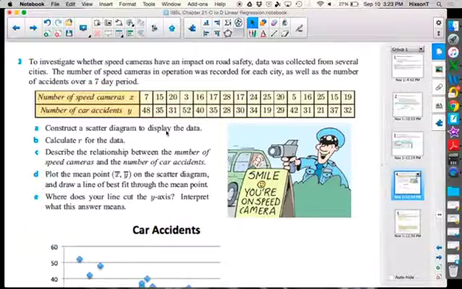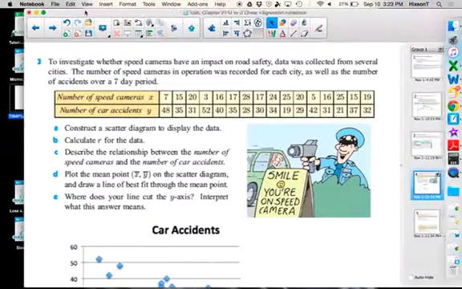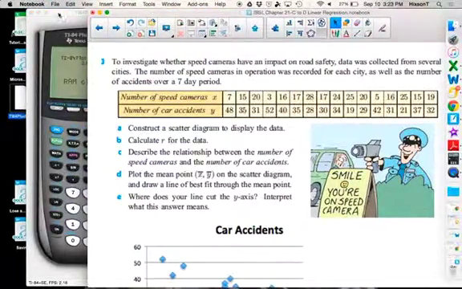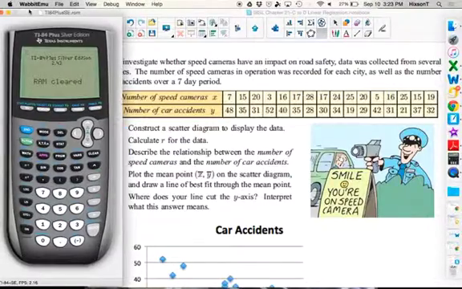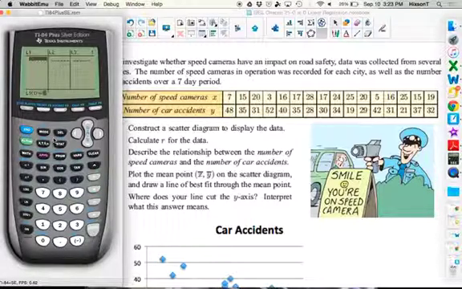So, we're going to input this data for both of you. If you have the 83 or 84, go to Stat Edit. And you can just type in the number of speed cameras as your list 1 and the number of car accidents as your list 2. Okay, so I'll give you a moment to do that.